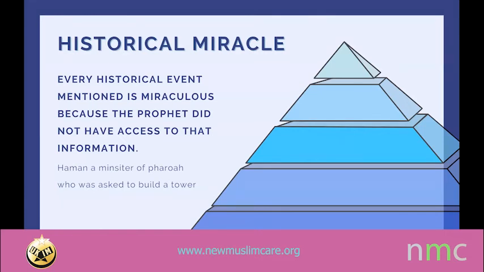And the example that I'm going to use is a story from the time of Moses, peace be upon him. At the time of Moses, peace be upon him, there was Pharaoh. And Pharaoh had a minister called Haman. And Haman was instructed to build a tall tower. That's all you need to know about this story. That's the basic fact of the story. Now, the thing about this story and the thing about the man Haman is that he's also mentioned in the Bible, but in a completely different context. So when the Quran said actually he was a minister of Pharaoh and he was asked to do this, people said, oh, the Quran is wrong. People start saying, oh, that's a mistake, etc.